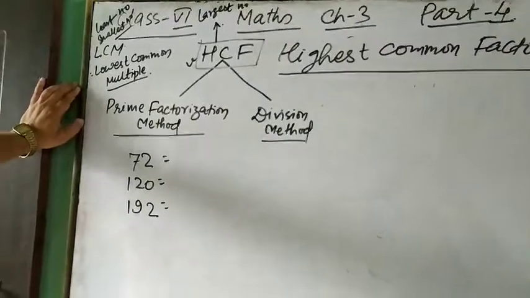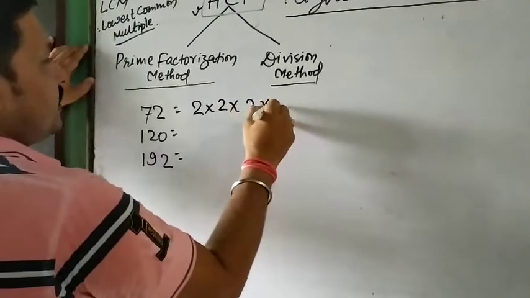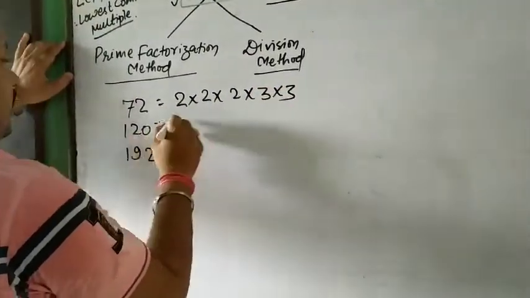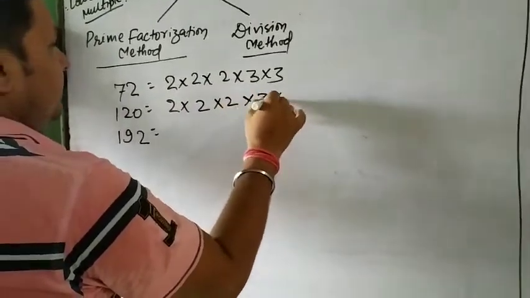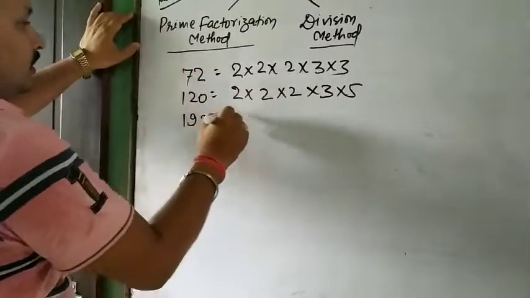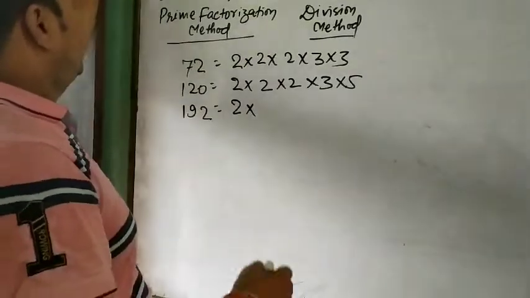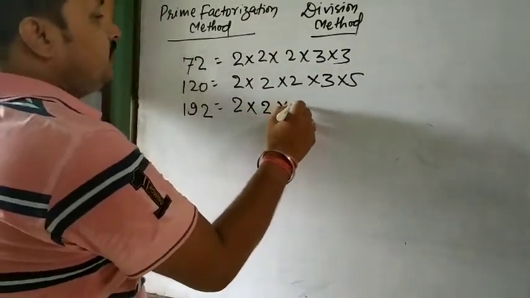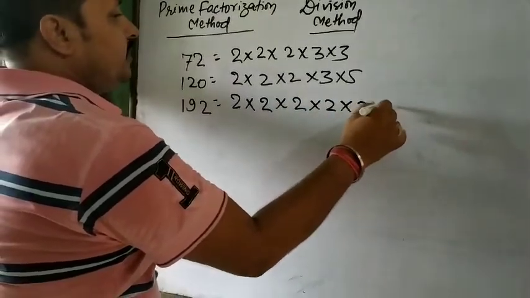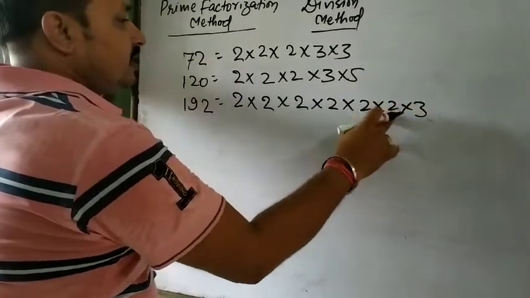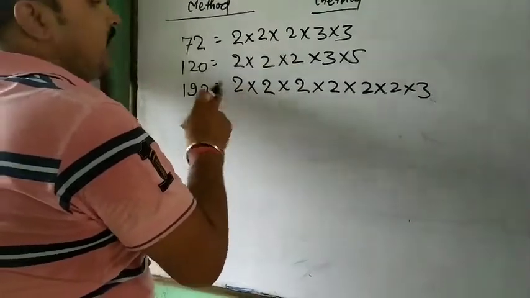Now, the prime factorization method. So 72: 2 times 36, 2 times 18, 2 times 9 and 3 into 3. 120: 2 times 60, 2 times 30, 2 times 15 and 3 into 5. 192: 2 times 96, 2 times 48, 2 times 24, 2 times 12, 2 times 6, 2 times 3.